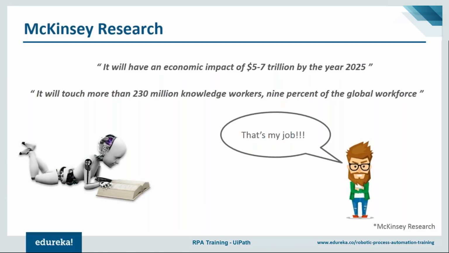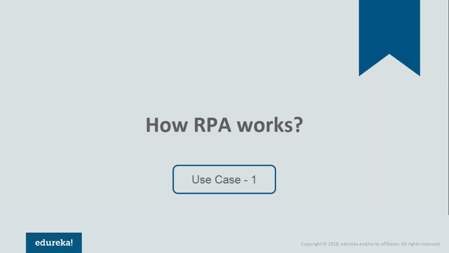Because whatever task you're doing today, which is maybe repetitive, can all be done by RPA. So your job profile would ask you to do things which are not something which can be done by RPA. So your job profiles will change. The way you work today will change. And this is how it will touch more than 230 million knowledge workers. So this is what experts have to say. Now let's move on and discuss how RPA actually works.